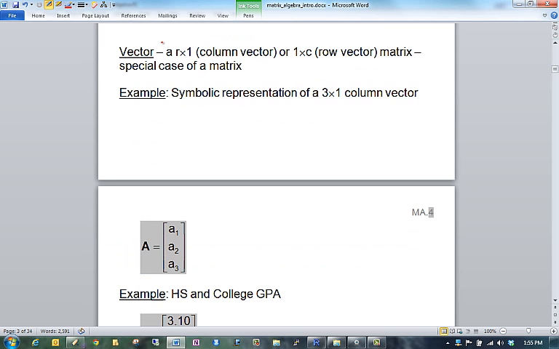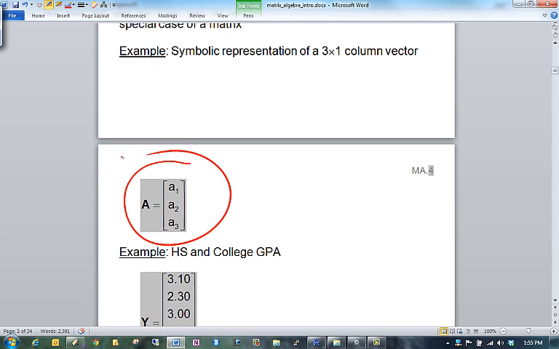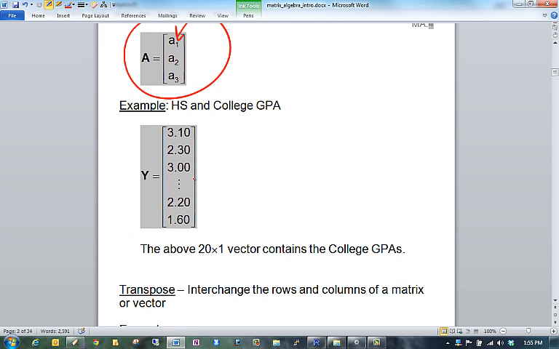So, for example, a symbolic representation of a 3 by 1 column vector is something like this. Notice here how I have dropped the column number because we know that there's only going to be one column. In the context of the high school and college GPA data set, we're going to be dealing with a Y vector, and this basically just means that we're going to put all of our college GPAs, all of our Y's, into a 20 by 1 matrix, which again we call a vector for short.